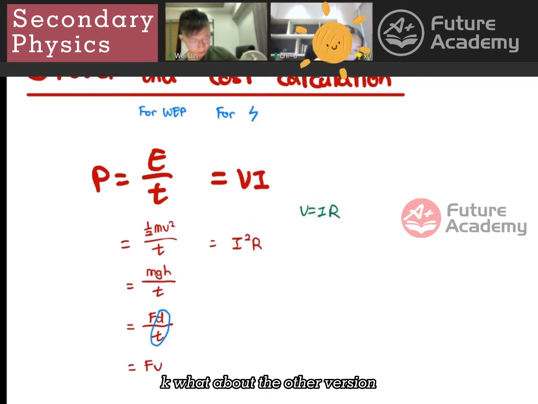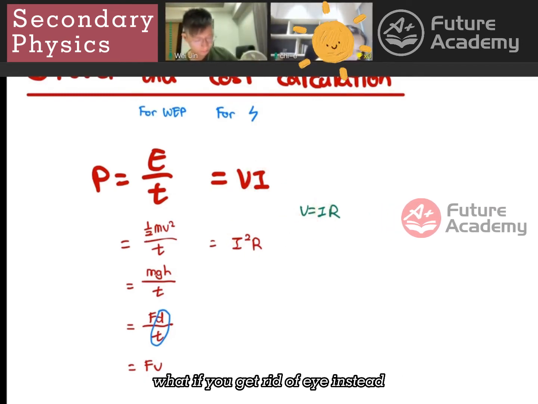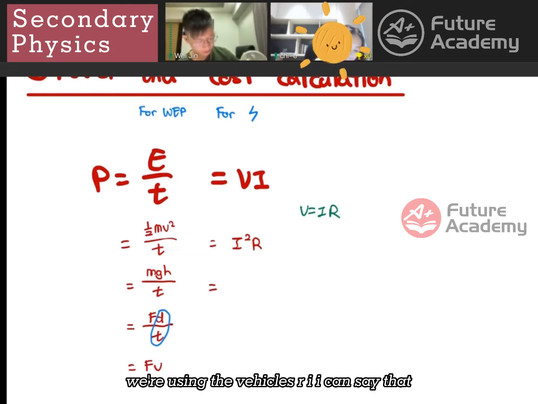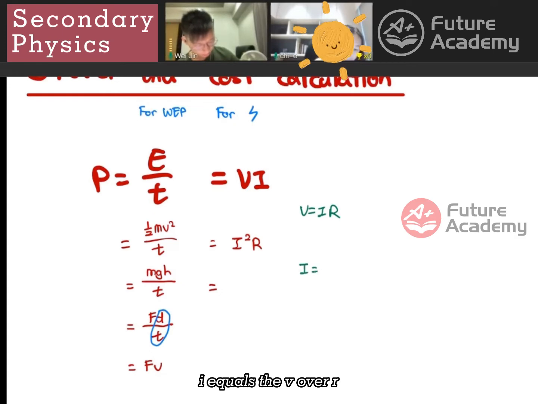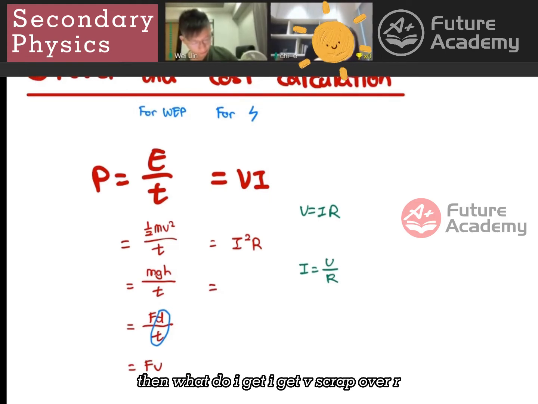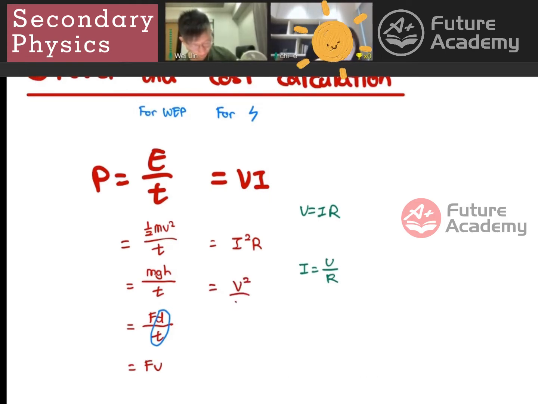Okay, what about the other version? What if we get rid of I instead? To get rid of I, using V equals IR, I can say that I equals V over R. And therefore, if I substitute V over R for the I, what do I get? I get V squared over R. Can you see that as well?